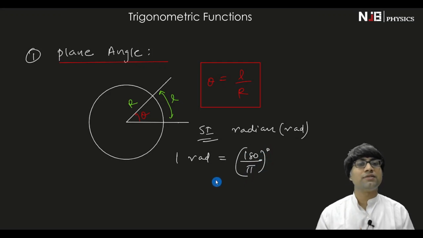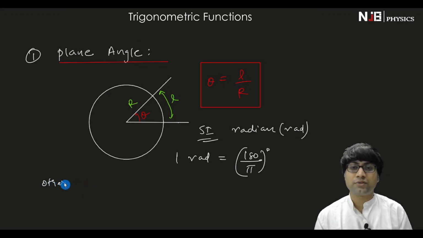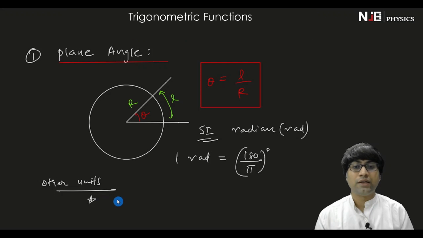So basically degree is another unit of this plane angle. In fact, we can write it over here. Not just degree is another unit, there are various other units like minutes and seconds. So we can write about the other units. Number one is degree. So 1 degree is equal to pi by 180 radians.